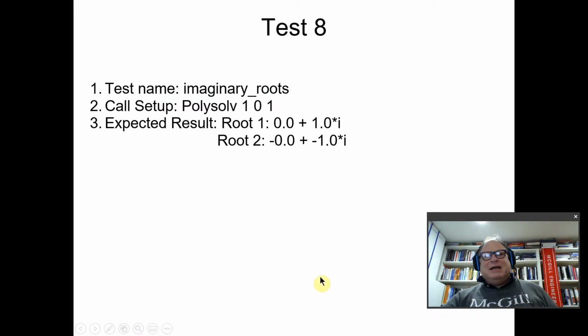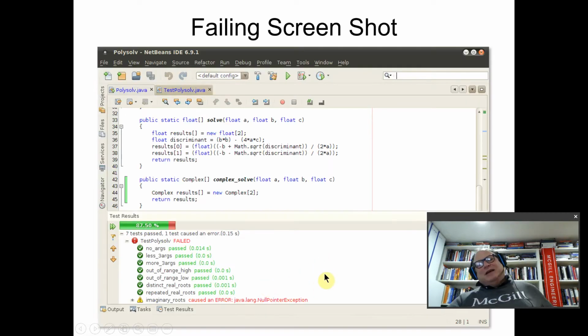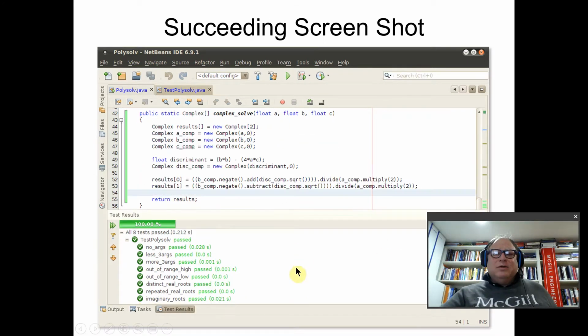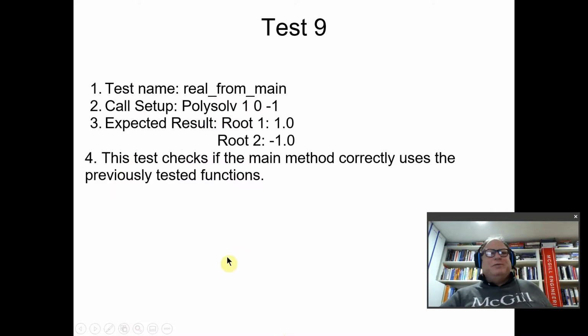Now we have a pure imaginary root on the unit circle with b equal to 0, and this one fails. And this fails because we don't have any complex number handling for imaginary numbers. So they put in basically the basic code to handle that case, and it passes. And the previous tests still pass. So every time we add new code, we run the old tests over and over again, so if we accidentally break something, we find out quickly.